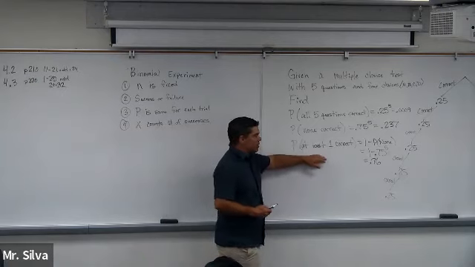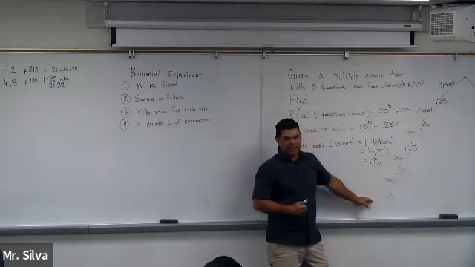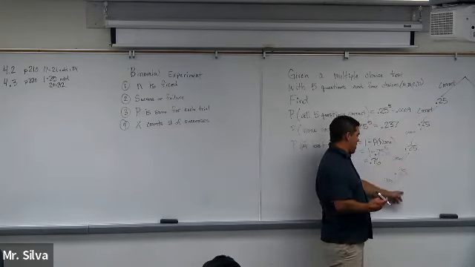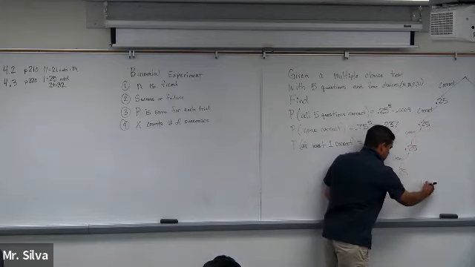Probability of at least 1. Correct. So getting 5 right, that's at least 1. Getting 4 right, correct, got the first four right and the last one wrong, incorrect. I'm going to run out of markers today.